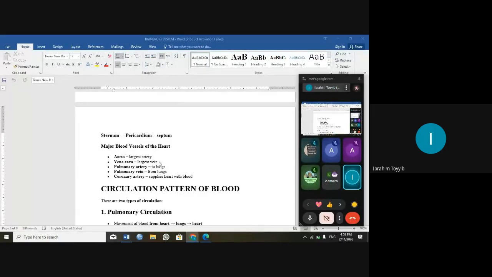And we have the inferior vena cava below. So also the pulmonary artery is the one that carries the blood to the lungs. It carries the deoxygenated blood, while the pulmonary vein carries oxygenated blood from the lung to the what? To the left atrium. So coronary artery is the one that supplies the heart with blood. So we are going to see that one later.